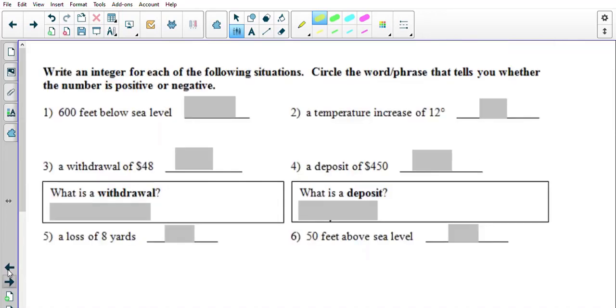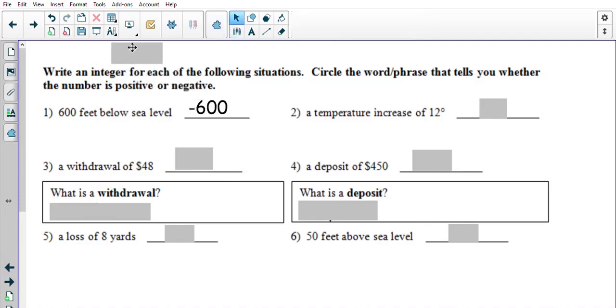All right, so the first 6 problems, these are the ones that we're going to have you fill in, and you can feel free to try these on your own as well before we go through these. But it says in the directions, and don't forget it's also important to always read the directions first. It says to write an integer for each of the following situations. Circle the word or phrase that tells you whether the number is positive or negative. So for number 1, it says 600 feet below sea level. What do you think that is?